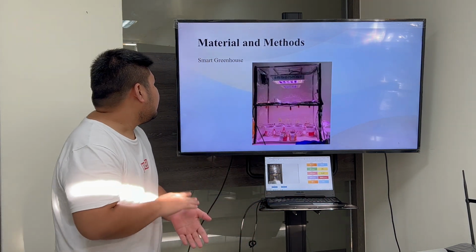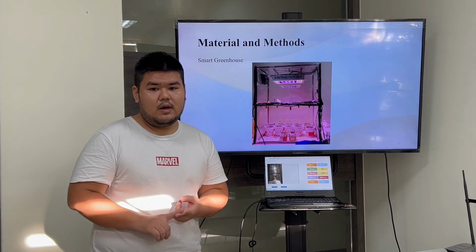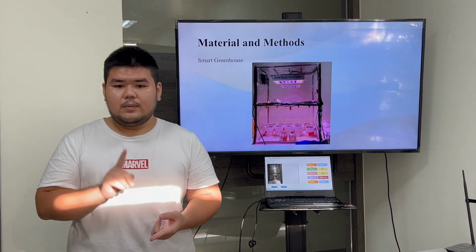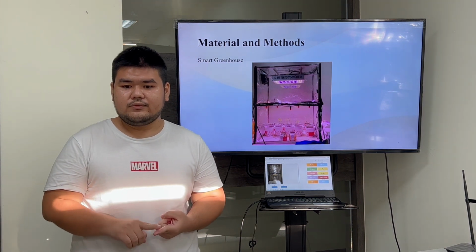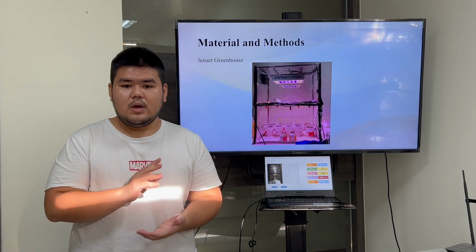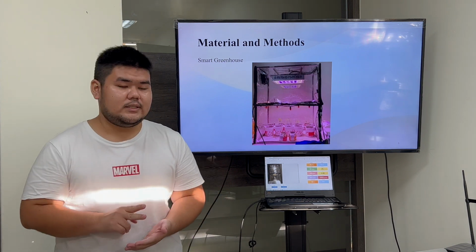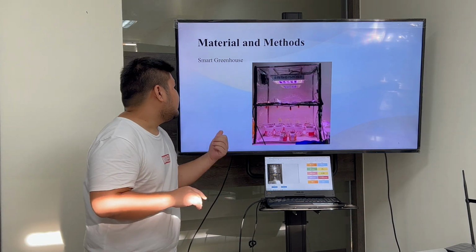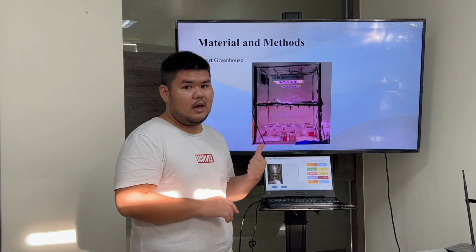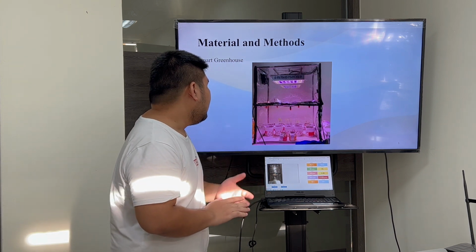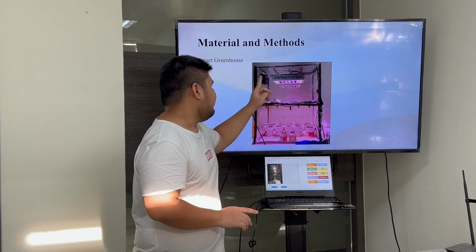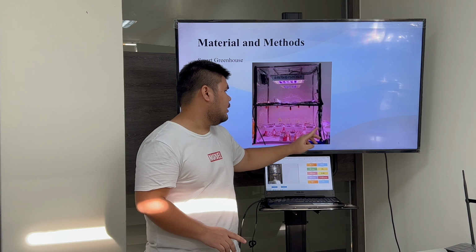Next will be the material and method. The proposed system is an architecture approach for implementing the smart greenhouse with monitoring, alerting, and automation system aspects. In this figure is our smart greenhouse, which includes the light, fan, water pump, and also heater.